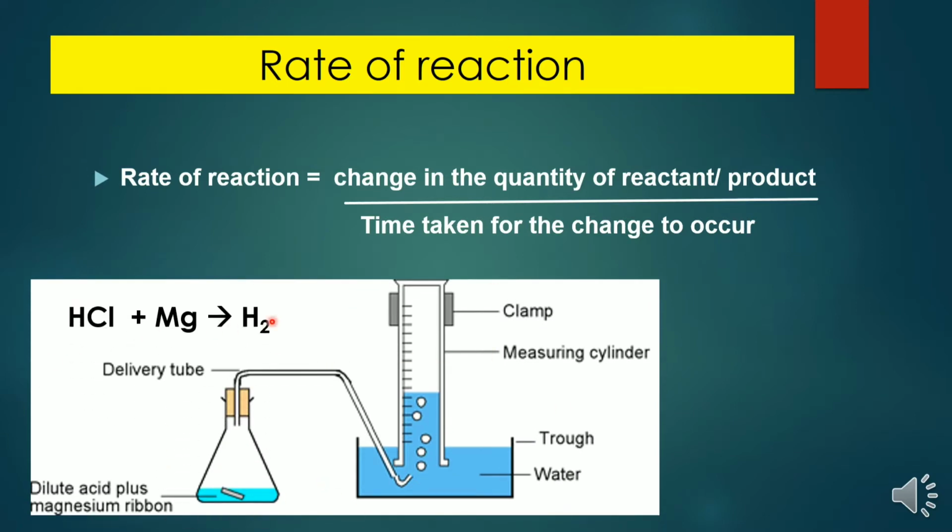So this is an experiment of magnesium ribbon dissolved in dilute acid in order to produce hydrogen gas. Based on this experiment, we can calculate the rate of reaction by identifying the change of the mass of the magnesium ribbon over the time taken, or we can also measure the volume of hydrogen gas released over the time taken.